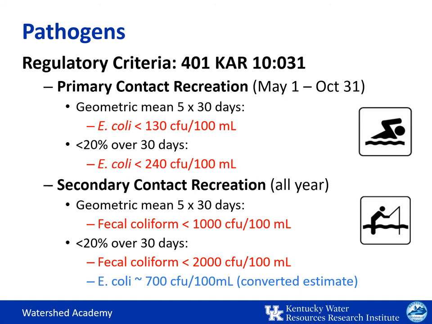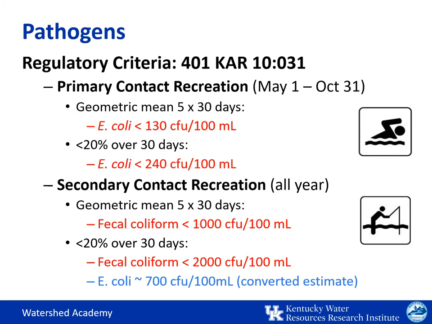Because of the variation that can occur with bacteria testing, there are two types of standards. One is a geometric mean of five different samples collected in a 30-day period. This concentration is more stringent. The second criterion is based on less than 20% of the samples over a 30-day period. So this could be just one sample during that time period, and it is typically a little bit higher.